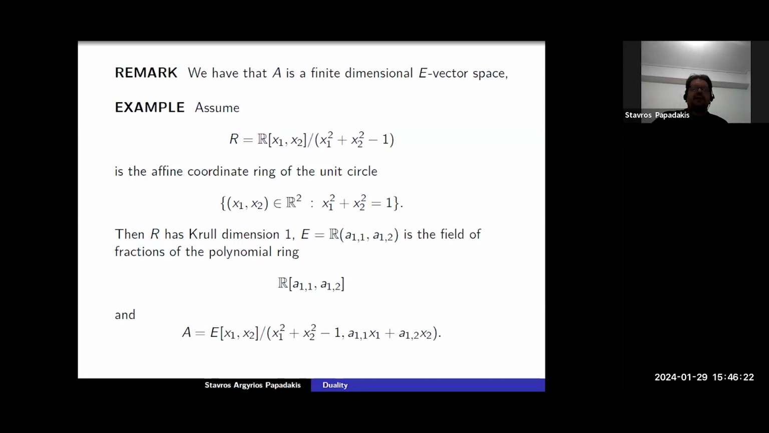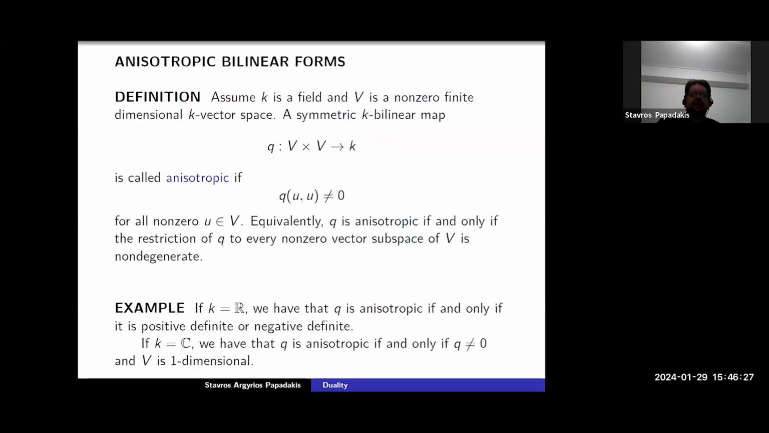And now we go to the last few pages of the talk. First, let me remind you of the definition of an anisotropic bilinear form. We assume we have a field and a non-zero finite dimensional K vector space. A symmetric K bilinear map is called anisotropic if it has the property that Q(u,u) is non-zero for all non-zero u.